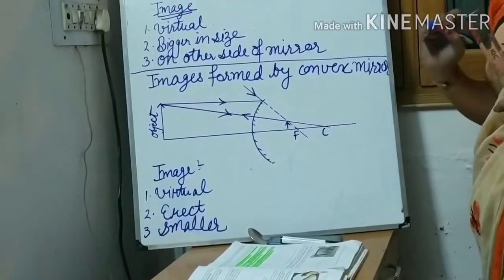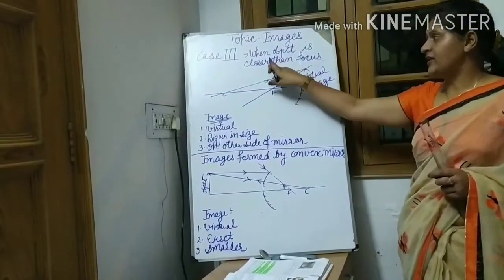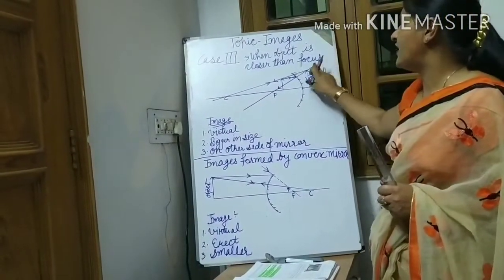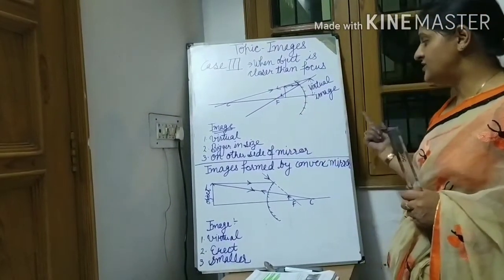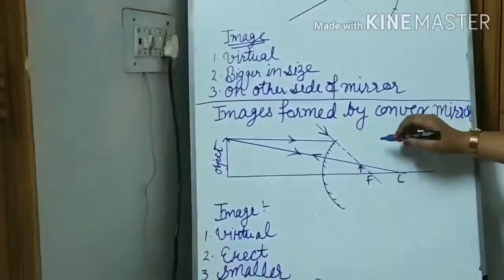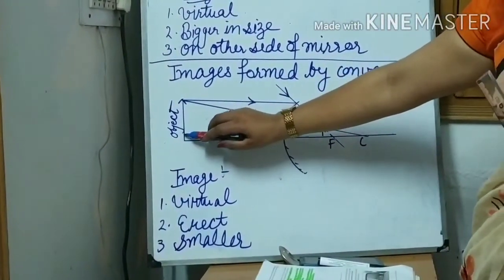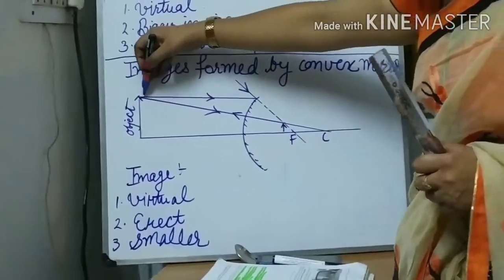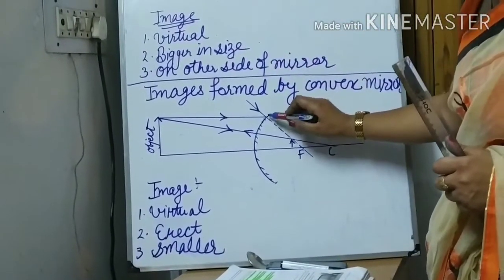Now let us take the images formed by convex mirrors. We know that convex mirrors are diverging mirrors. Concave mirrors are converging. Converging means that after reflection, the light rays will meet at a point, and diverging means the light rays will diverge. Now take the object here. Now I have taken two rays. This is a convex mirror.